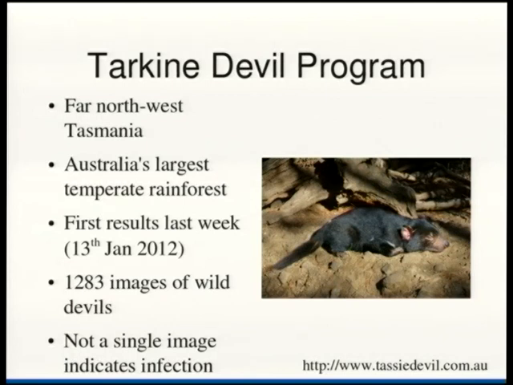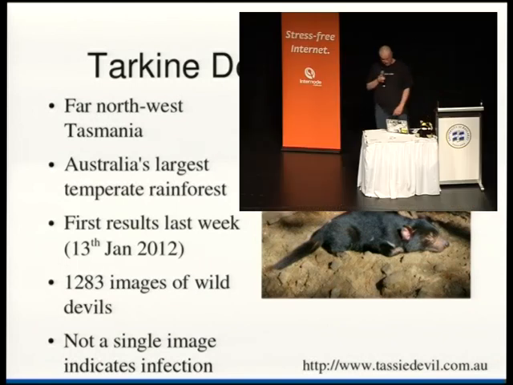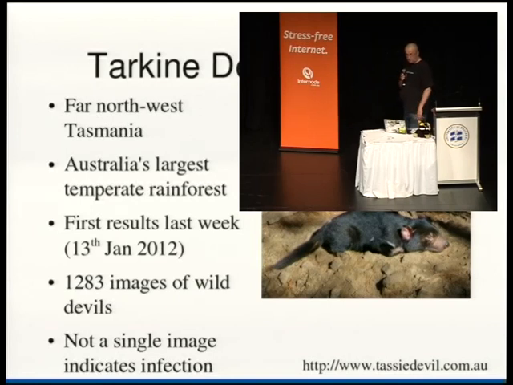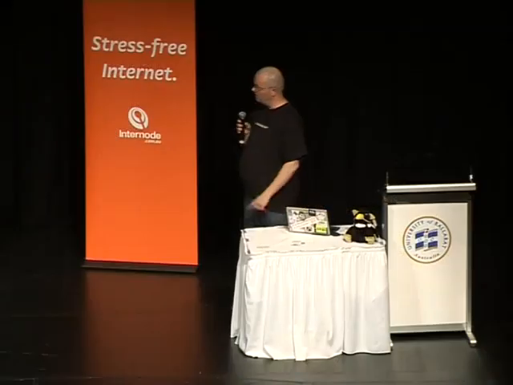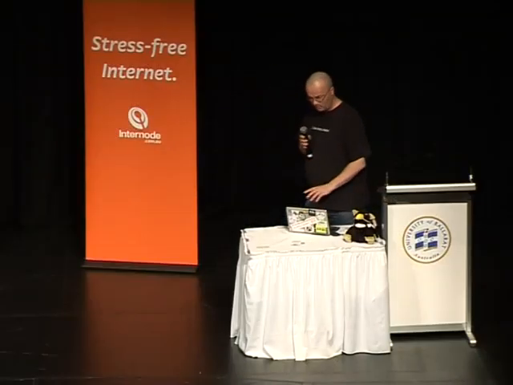Now, there's also a Tarkine Devil program. The Tarkine is Australia's largest temperate rainforest in the far northwest of Tasmania. And the first results from this were published last week. Out of the 1,283 images that they captured using motion sensing cameras in the wild, not a single image indicated any infection, which is fairly promising.